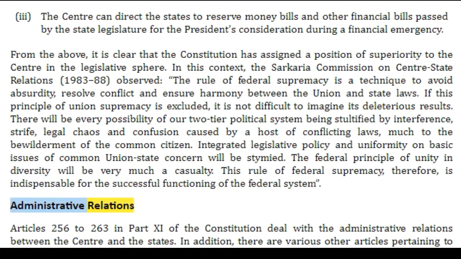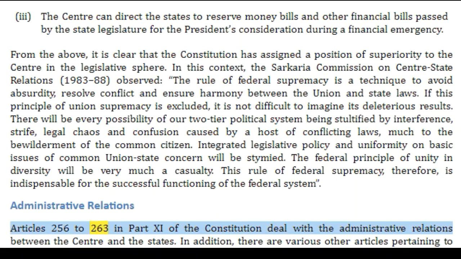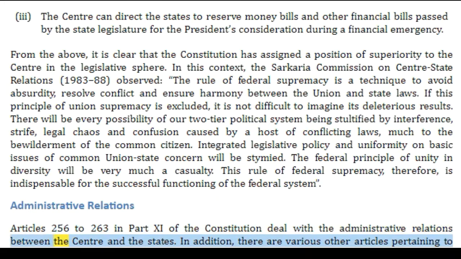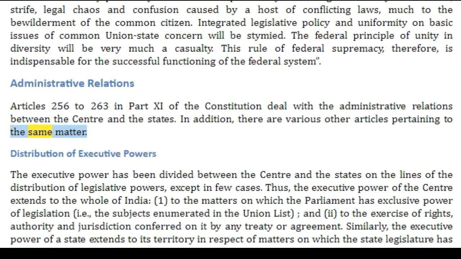Administrative relations. Articles 256-263 in Part 11 of the Constitution deal with the administrative relations between the Centre and the states. In addition, there are various other articles pertaining to the same matter.